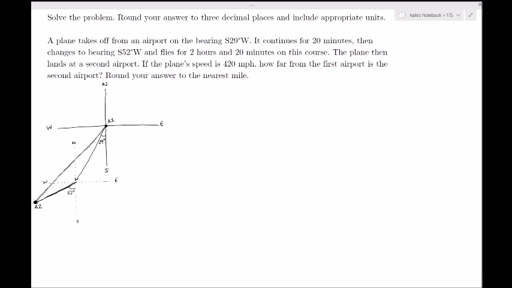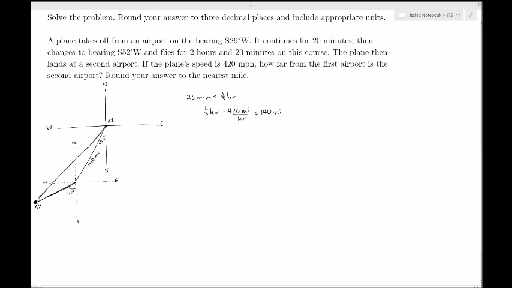So we have the bearing of south 29 degrees west for 20 minutes. And we know the plane is going at 420 miles an hour the whole time. So 20 minutes is equal to 1/3 of an hour. Okay, and if we're traveling for 1/3 of an hour at 420 miles per hour, that will give us a distance of 140 miles. So this first side of the triangle is 140 miles.